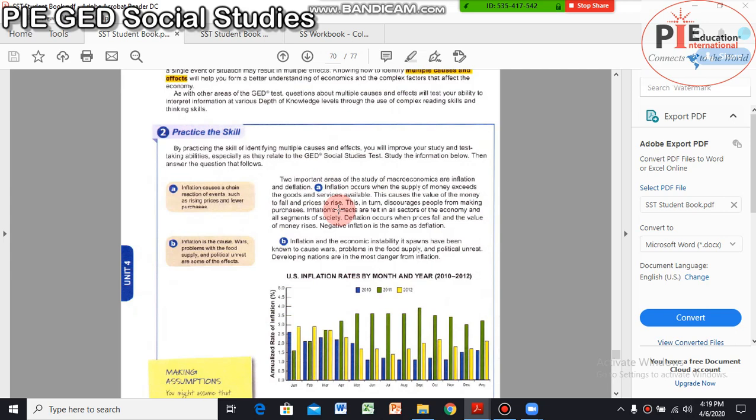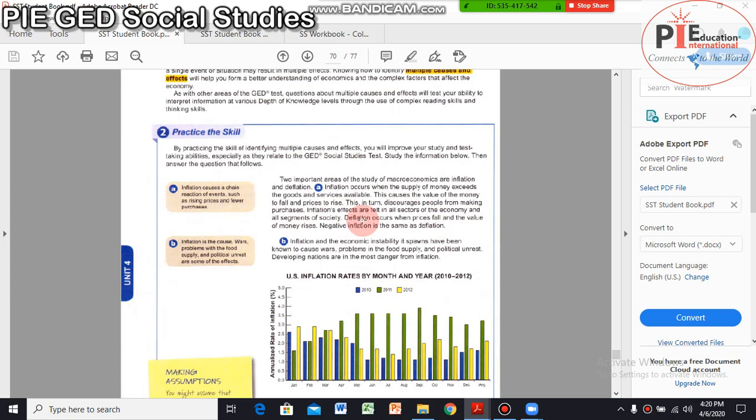This causes the value of money to fall, and prices rise. Okay, so the value of money is actually falling down and the price is increasing. This in turn discourages people from making purchases. Inflation's effects are felt in all sectors of the economy and all segments of society.